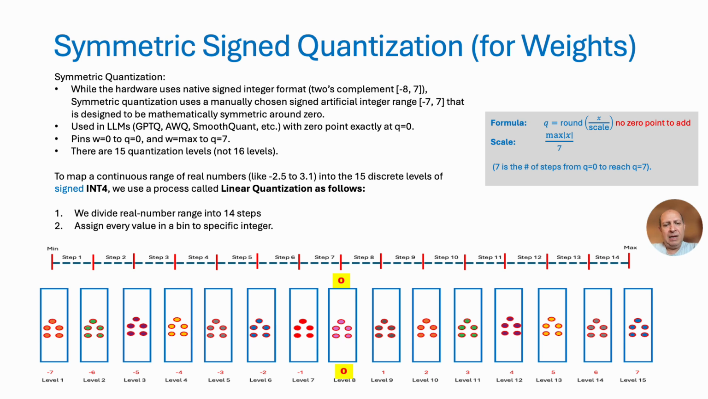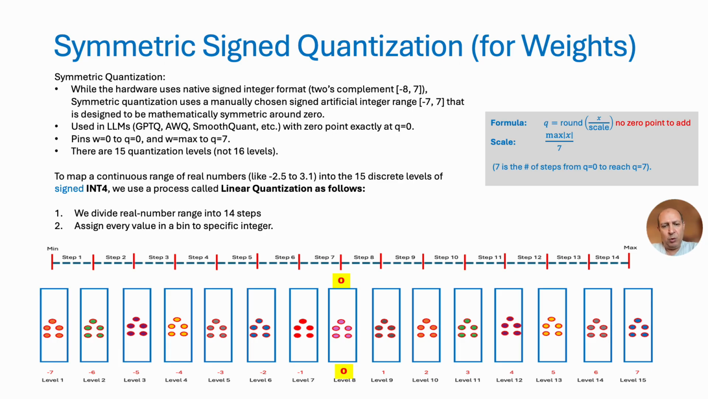We mentioned that many LLM quantization methods such as GPTQ, AWQ, and so on, with zero point exactly at point 0, use symmetric signed quantization. And we talked about the alignment where the minimum aligns with -7 while the maximum aligns with 0 for the negative side of the interval. And for the positive side of the interval, 0 to 7, the minimum aligns with 0 while the maximum aligns with level 7.